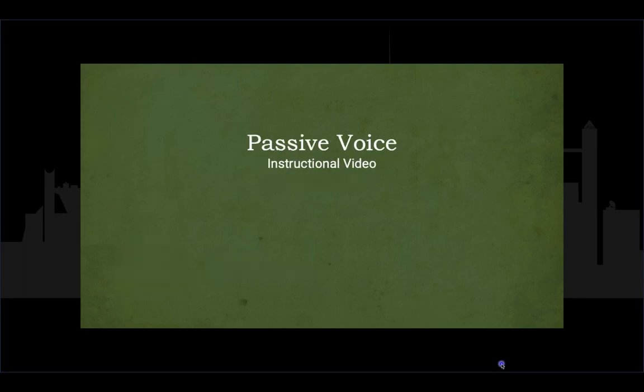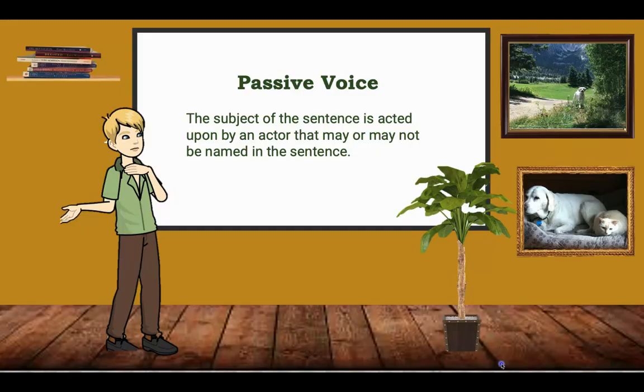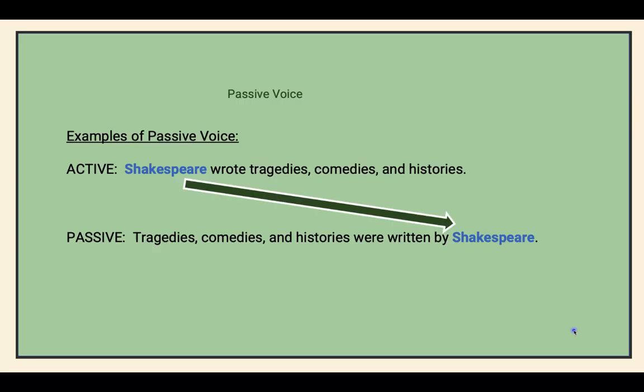Now that we've gotten through pattern 5, it's time to review passive voice. Because passive voice puts a direct object into the subject slot, the verb must be transitive. Let's look at an example.